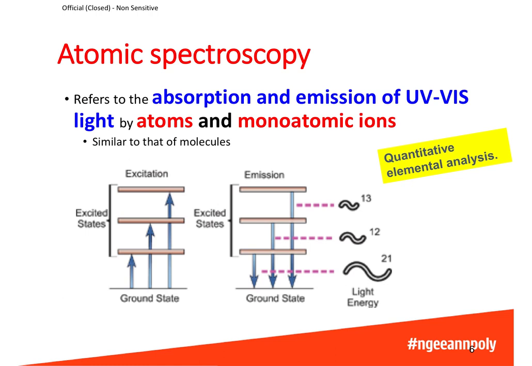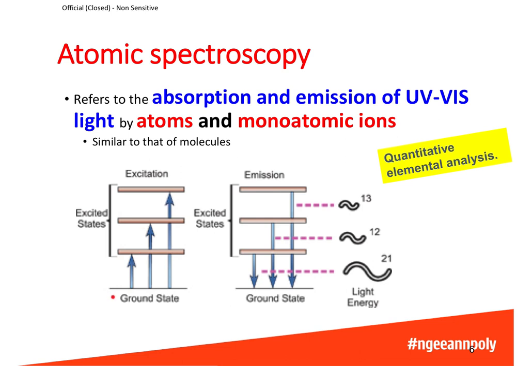Atomic spectroscopy makes use of the absorption and emission of UV visible light by atoms and monoatomic ions. The electrons in atoms have different energy levels. So the lowest energy level would be the ground state. Then there are different orbitals with higher energy levels. Electrons can absorb energy to enter the orbitals with higher energy levels.